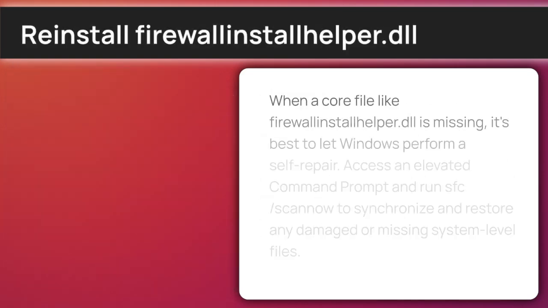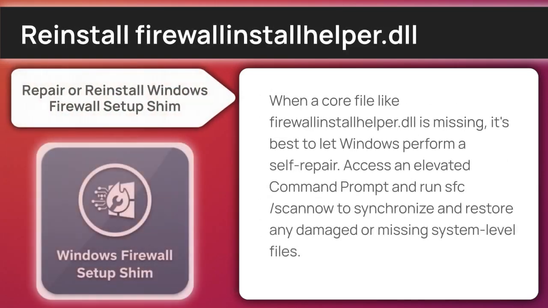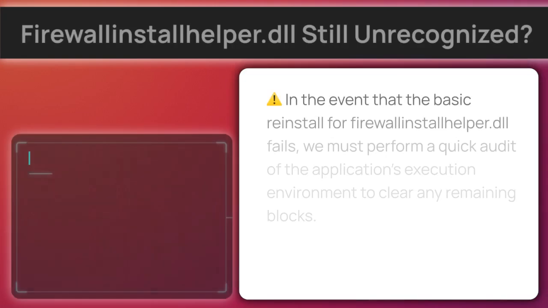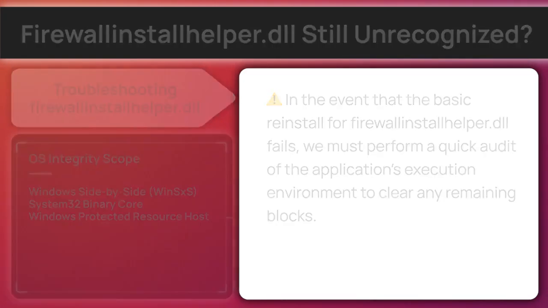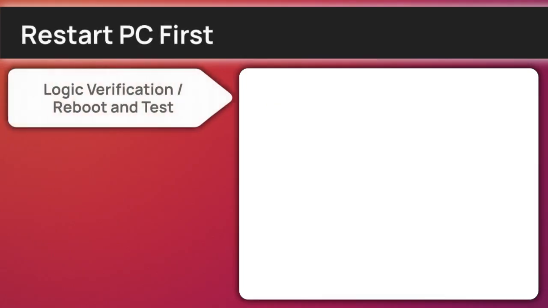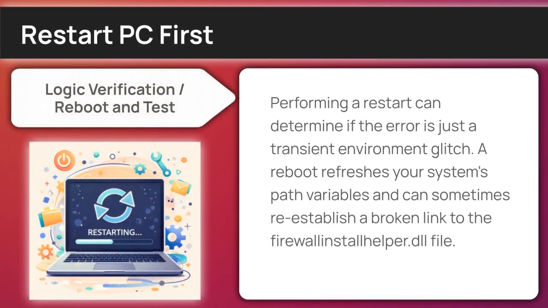When a core file like Firewall Install Helper DLL is missing, it's best to let Windows perform a self-repair. Access an elevated command prompt and run sfc /scannow to synchronize and restore any damaged or missing system-level files. If the application still won't initialize, we need to shift our focus to how the Windows loader is interacting with the library. A quick system restart is a practical way to ensure that all shared libraries, including Firewall Install Helper, are being loaded correctly into the current session's memory.